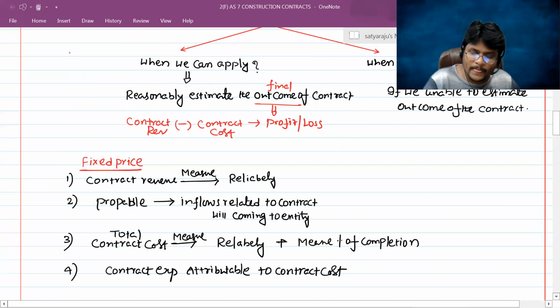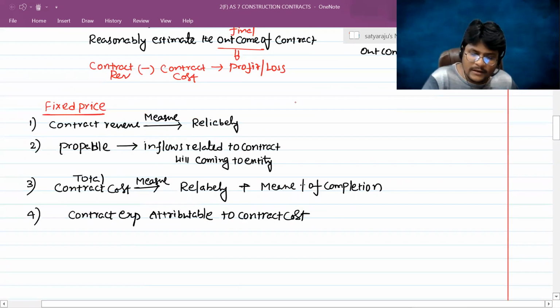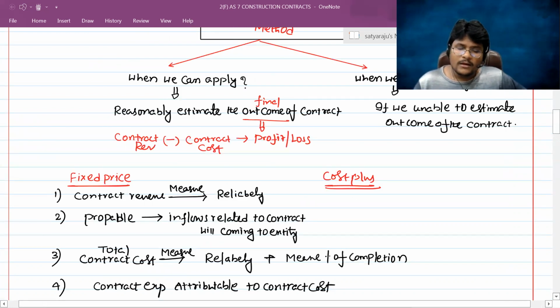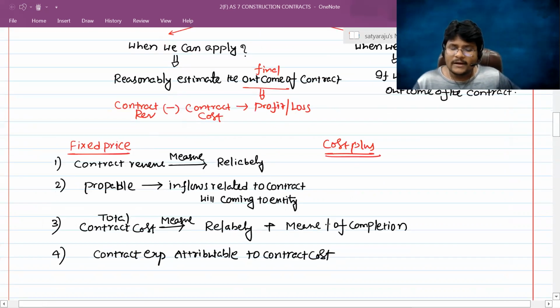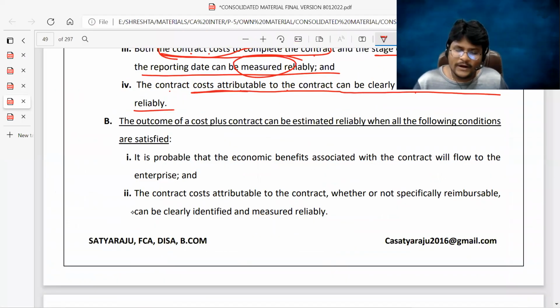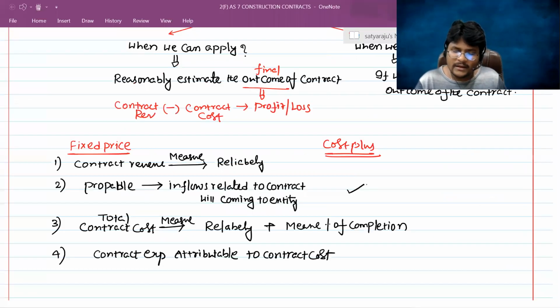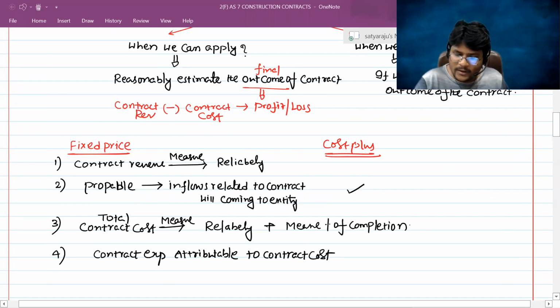Now coming to the other method, what is the other method? Cost plus contract. In case of cost plus contract, when can we assume the outcome of the contract can be reliably estimated? Out of the 4 conditions, only 2 conditions need to be followed. It is probable that economic benefits associated with the contract will flow to the enterprise. That is point number 2. And the contract cost attributable to the contract, whether or not specifically reimbursable, can be clearly identified and measured reliably. That is, contract cost should be measured reliably. That is point number 3. So no need for contract revenue, no need for point number 4.